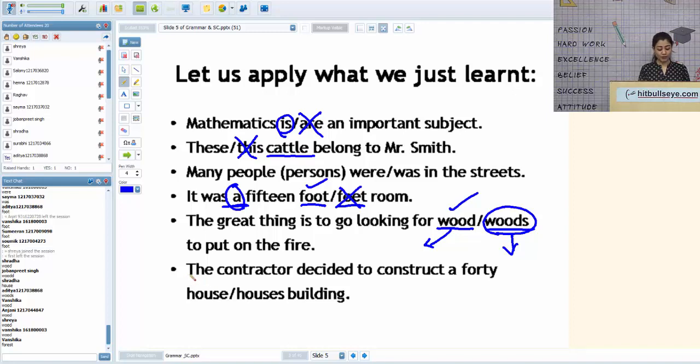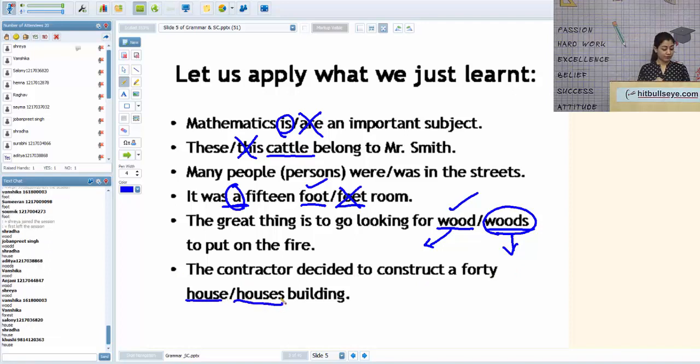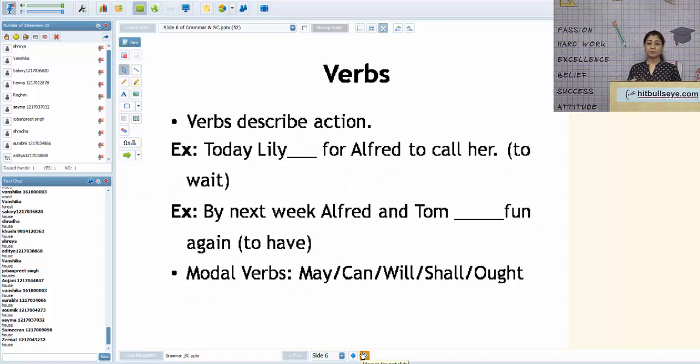Moving on to the last question, the contractor decided to construct a 40 house or houses. Waiting for your answer. Apply the same concept that we used in question number 4. Great, yes, all of you are correct. It should be house. Why? Because of a. You see here another article adding a singularity to this line. Okay, moving on to the next part of speech.